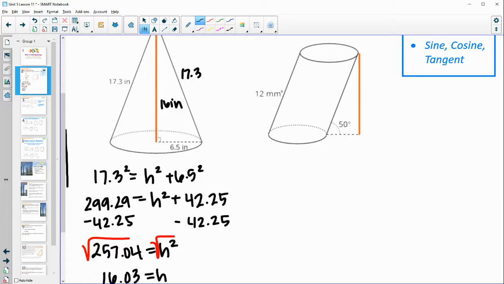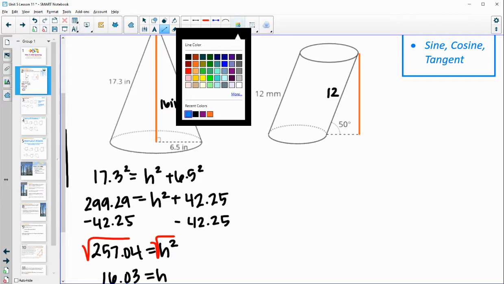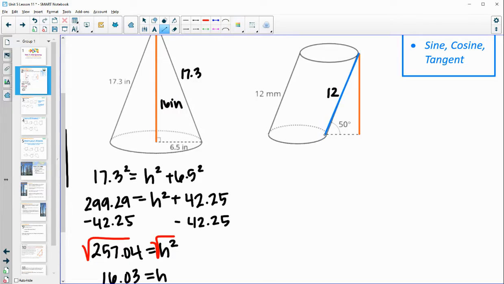For this second one, the 12 will also be this slanted segment here. But for this one, we don't have two of the sides like we did in the first one. We have this side, but we don't have either of these two other sides. We do know the height and the plane of the base make a right angle, and we're looking for this. So if we use trig, we've got this 50-degree angle. This is the opposite side. The 12 is the hypotenuse.